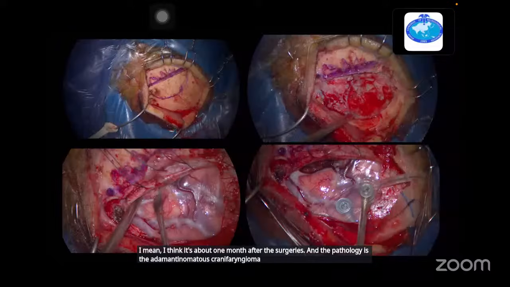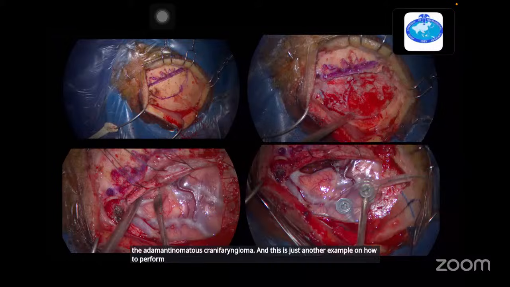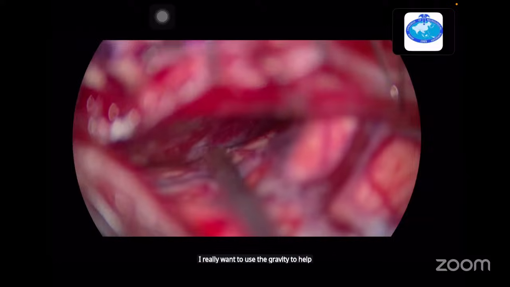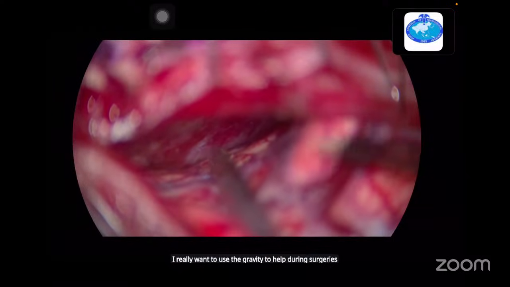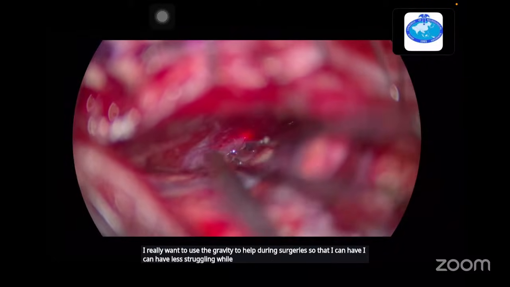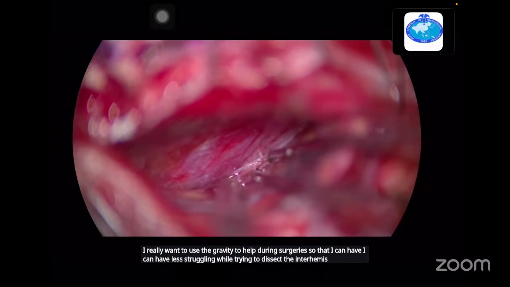And this is just another example of how to perform this. In this patient, I did the lateral position because I really want to use gravity to help during surgery, so that I have less struggle while trying to dissect the interhemispheric fissure.